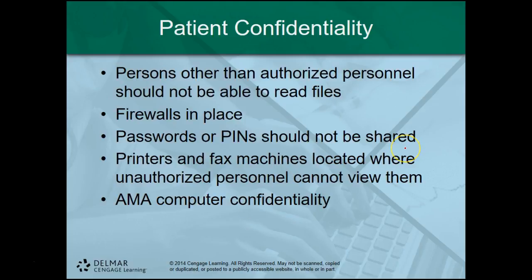Okay, so persons other than authorized personnel should not be able to read the files that are in an electronic record. Firewalls are in place to help prevent that. Passwords and PINs should never be shared. Printers and fax machines should be located where unauthorized personnel cannot view them. That way, if something comes across on a fax, lab results or whatever it may be, they won't be able to be viewed by somebody who has no business looking at them.